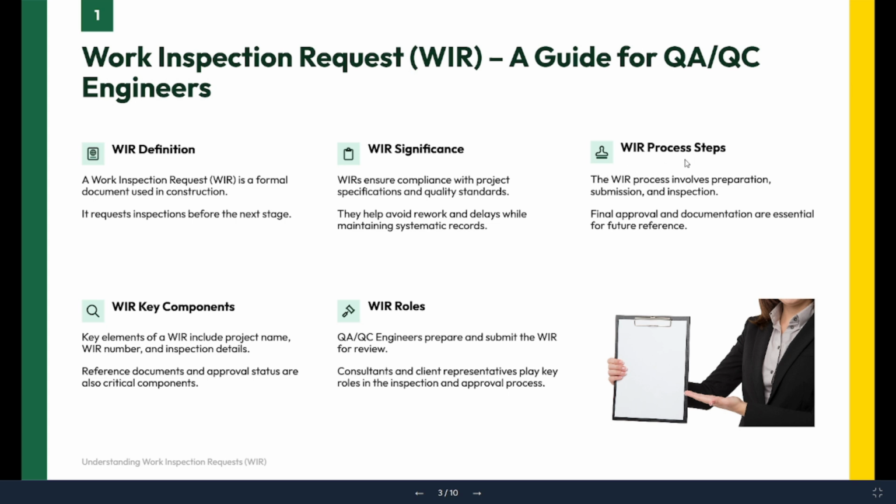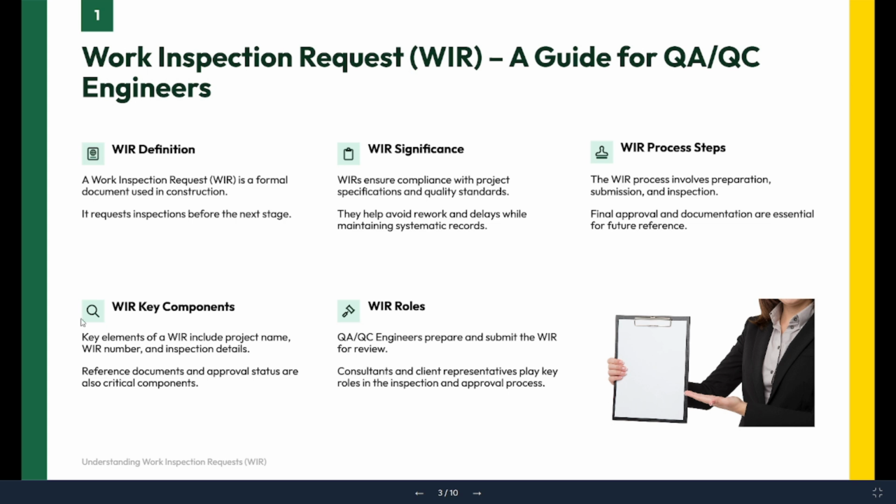WIR process steps. The WIR process steps involve preparation, submission, and inspection, then final approval. Documentation is essential for future reference. WIR key components. The key components for WIR include the project name, WIR number, and the inspection details. Whichever inspection you are going to raise, you need to implement in the WIR form. Every project has different types of forms, so you need to take your own project form and implement all this data in that WIR inspection form.